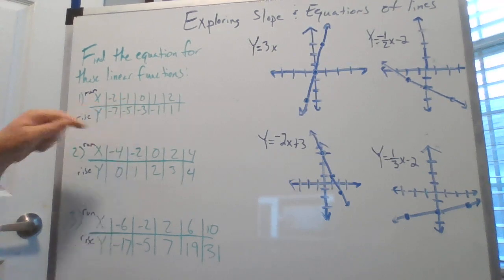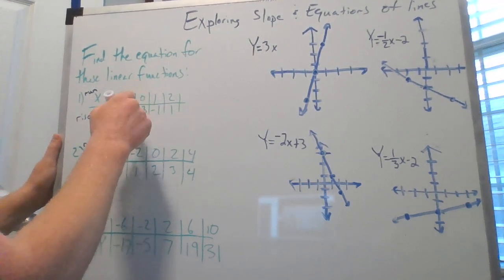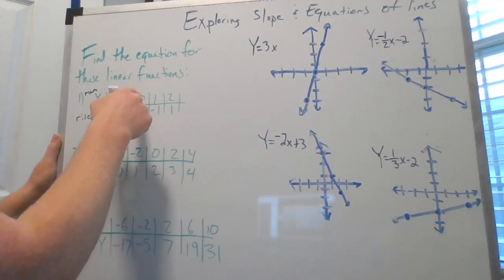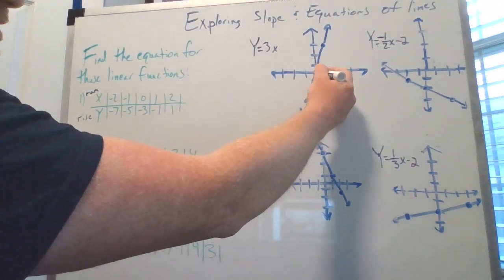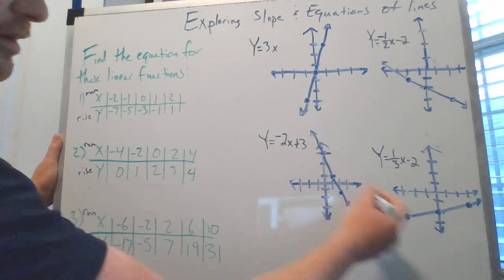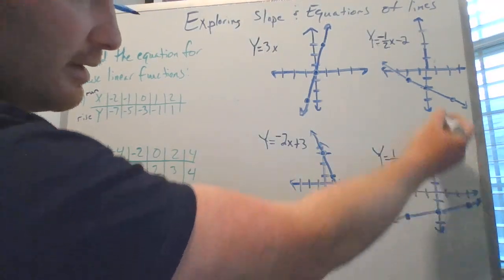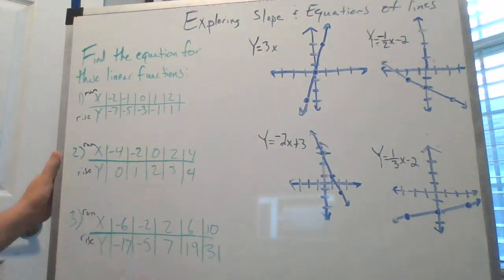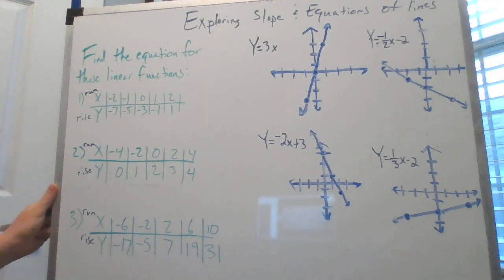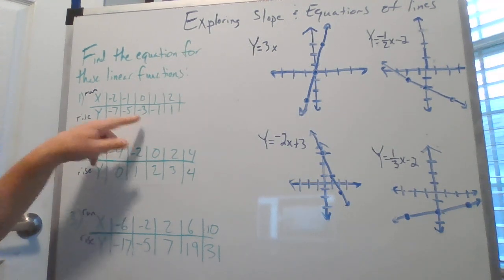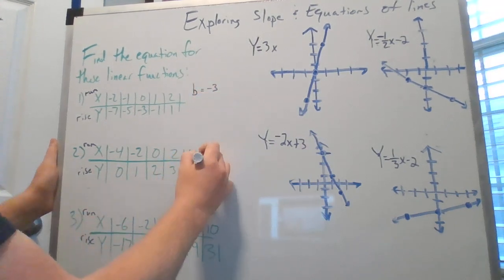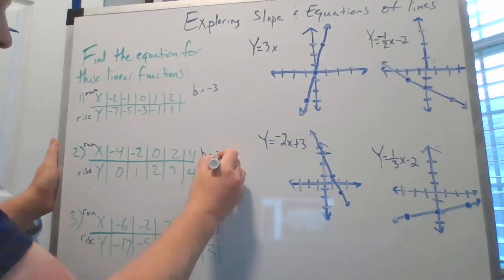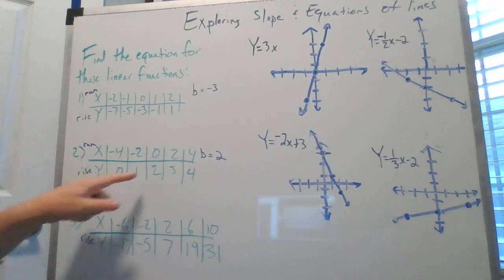But check this out. I already know my y-intercept. My y-intercept is whenever my x is 0, that's my corresponding y. Think about it. The x value here is 0. The x value here is 0. The x value here is 0, and the x value here is 0. Whenever the x is 0, that corresponding y is the y-intercept. So this is nice. We already know our b is negative 3. We already know our b is 2. All right, that's a given right there.